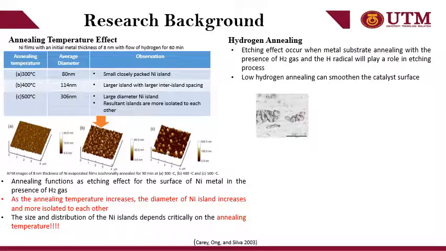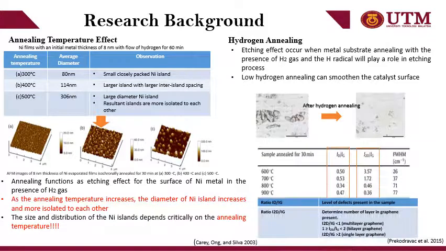The etching effect will only occur when the metal substrate is annealed in the presence of hydrogen gas, and the hydrogen radical will play a role in the etching process. And low hydrogen annealing can smoothen the catalyst surface as shown in the figure. And there is research showing that annealing metal substrate at low annealing temperature promotes the formation of single layer graphene with a relatively high level of defects, while high annealing temperature promotes formation of multi-layer graphene with a low level of defects.